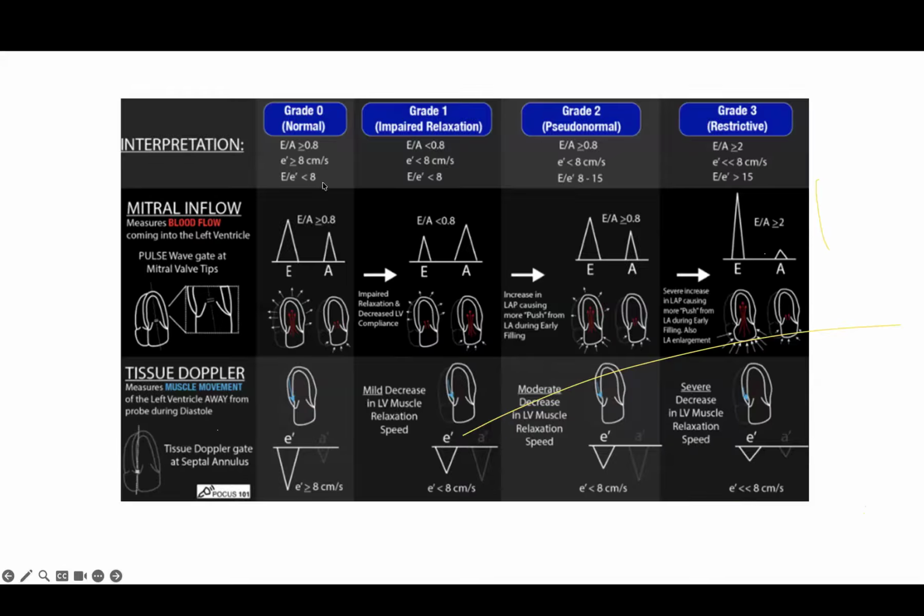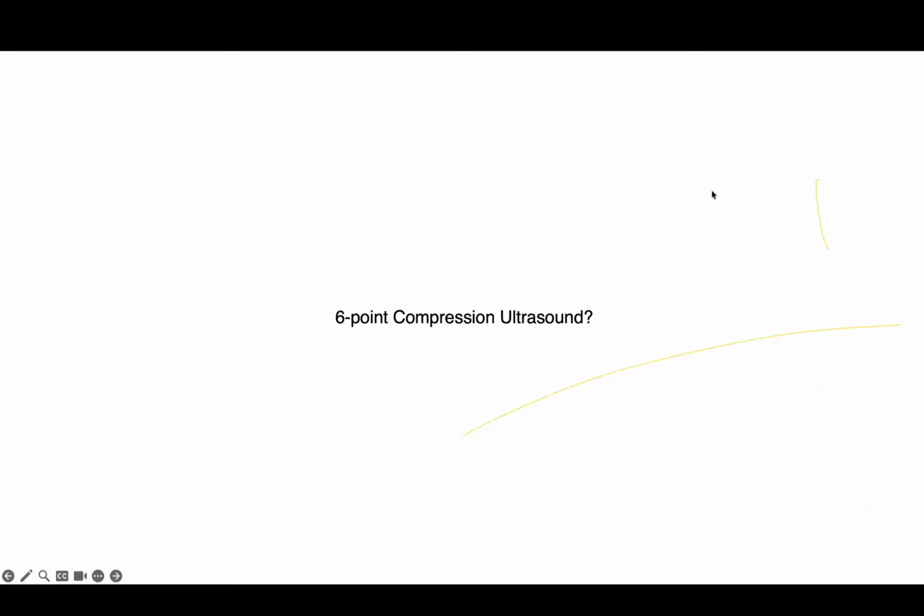So if this E by E prime is 8 to 15, it indicates grade 2 dysfunction. That is considered significant because there is a lot of impaired relaxation of the left ventricle. And if this E by E prime is more than 15, then it indicates diastolic heart failure. So what is 6-point compression ultrasound?